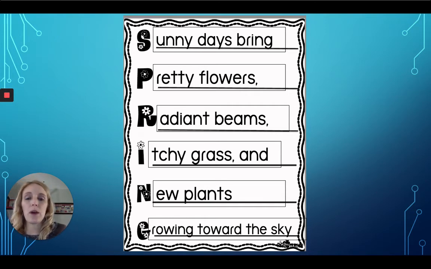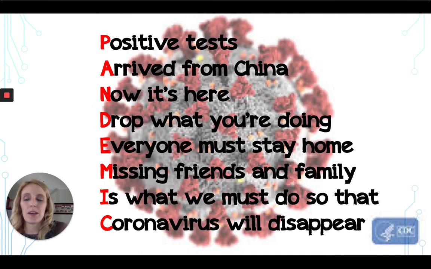You could choose to write an acrostic poem today about something at your house, your dog, a game that you like to play, a book that you enjoy, a person, yourself, or it could be something about what's going on in the world around us. So I also created one about a pandemic. So here's our pandemic acrostic.